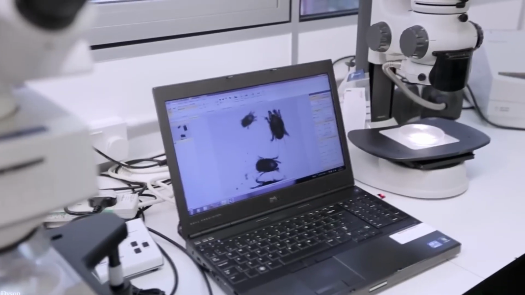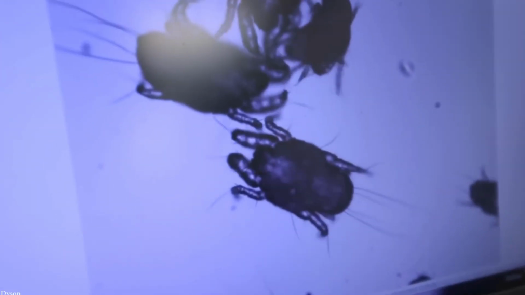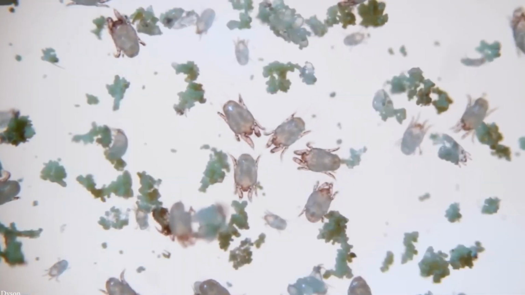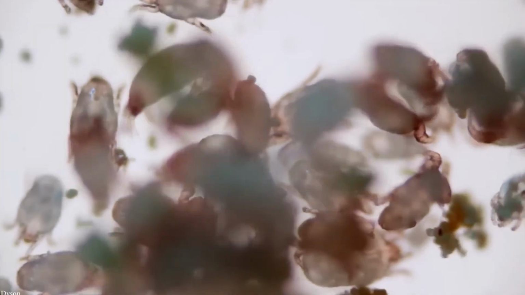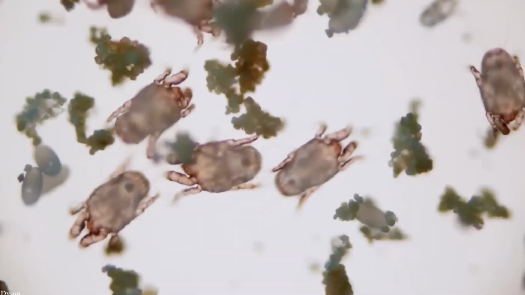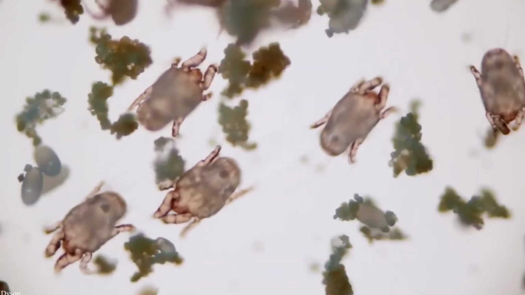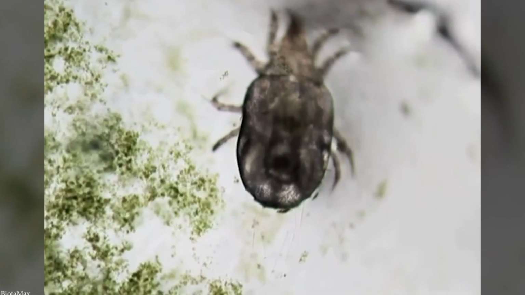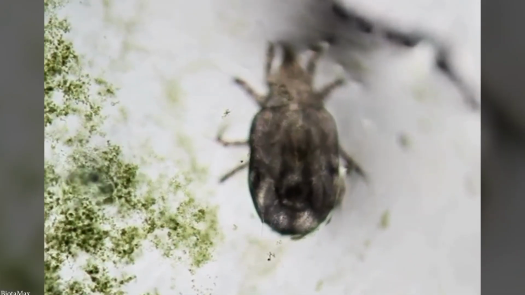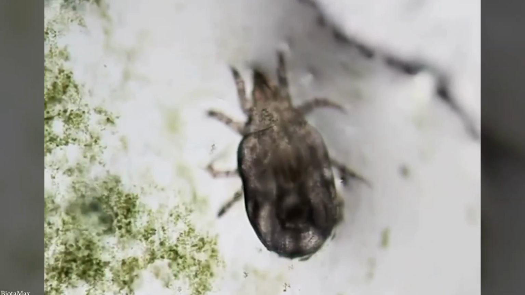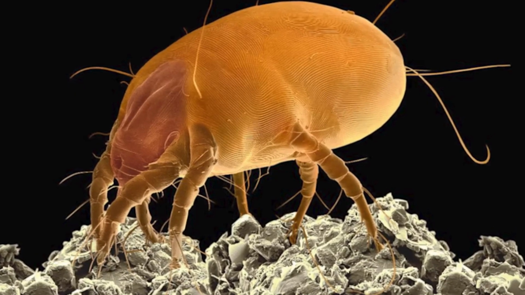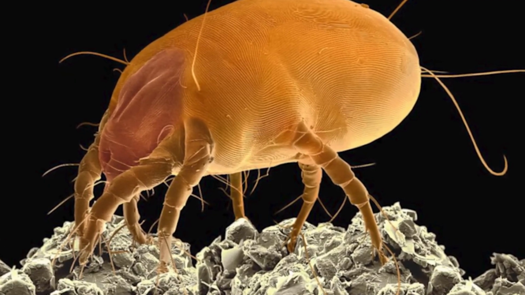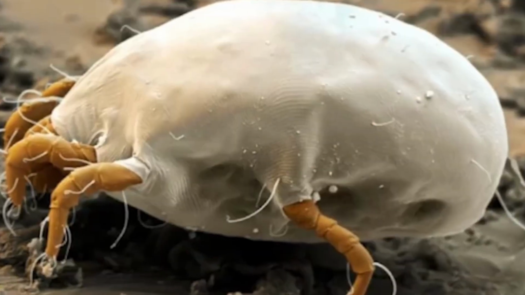Household dust appears harmless to our naked eyes, but under a microscope, it reveals a complex ecosystem that's dominated by dust mites. Dust mites are microscopic arachnids measuring about 200 to 300 micrometers in length. They're invisible without magnification and are commonly found in bedding, carpets, upholstered furniture, and clothing fibers. Under microscopy, dust mites appear translucent and vaguely insect-like. Under scanning electron microscopes, they become unmistakable.